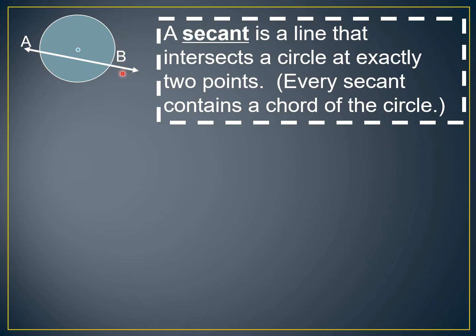Dito sa circle, yung line AB natin, twice siyang dumaan sa circle, it will be on point A at saka point B. Next, every secant contains a chord of a circle. So, based dito sa figure, yung line segment AB is a chord of that circle. Belong siya dun sa secant line natin na AB.